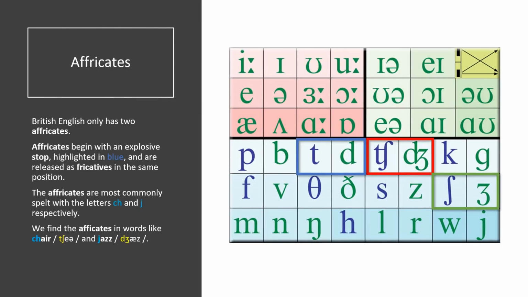Affricates. British English only has two affricates. Affricates begin with an explosive stop, highlighted in blue, and are released as fricatives in the same position. The affricates are most commonly spelt with the letters CH and J respectively. We find the affricates in words like chair and jazz.